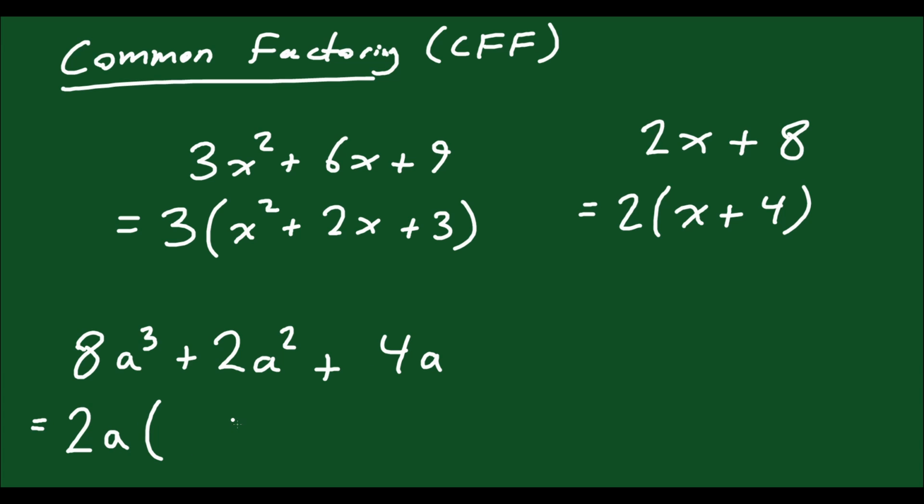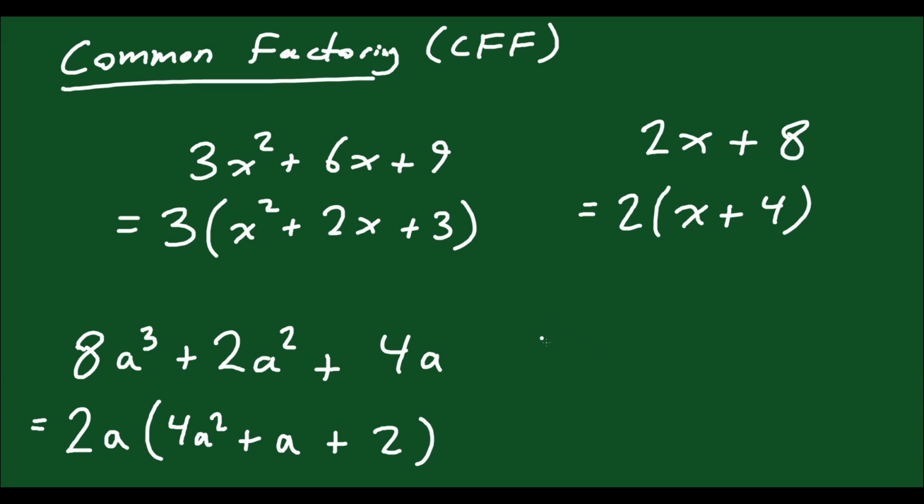So what would you be left with? You'd have 4a squared plus a plus 2, right? Because if you multiply this out, you get back to this, right? 2a times 4a squared is 8a cubed. 2a times a is 2a squared. 2a times 2 is 4a.